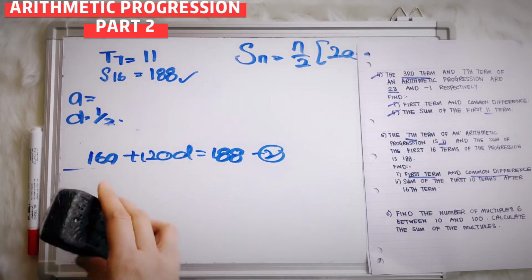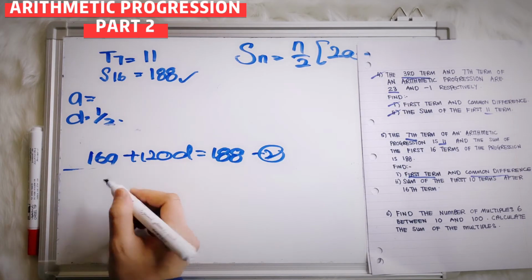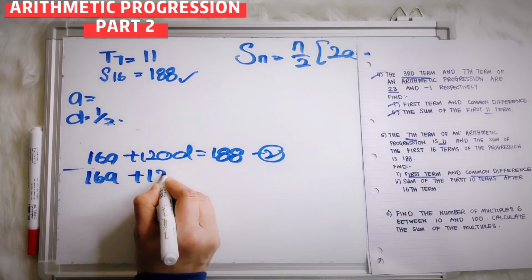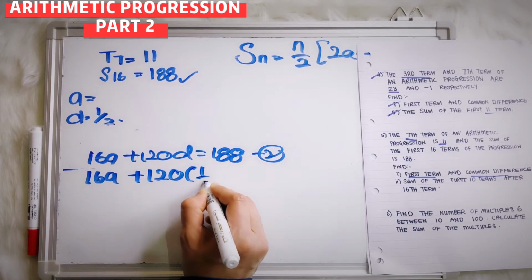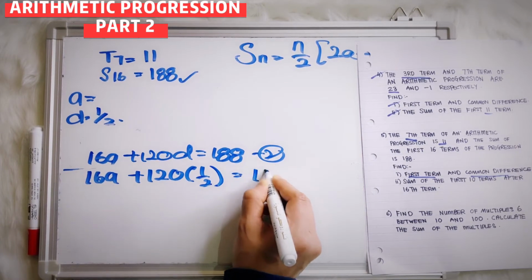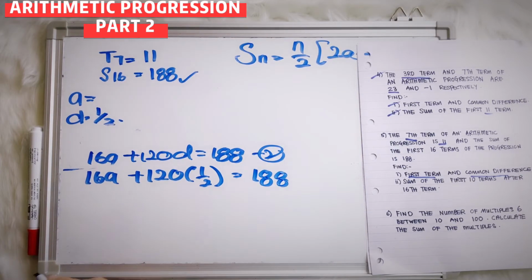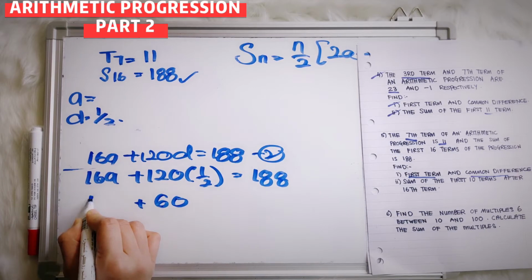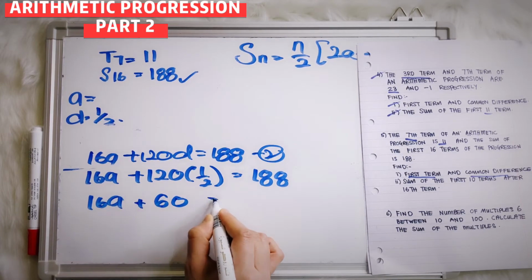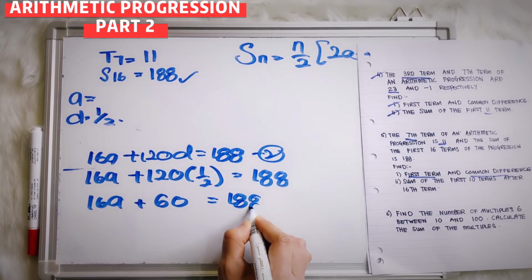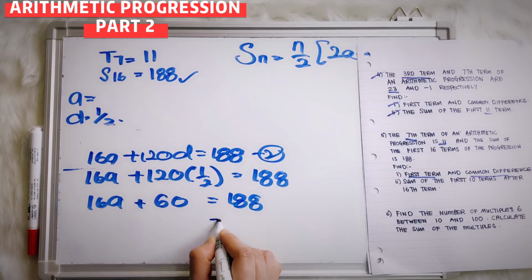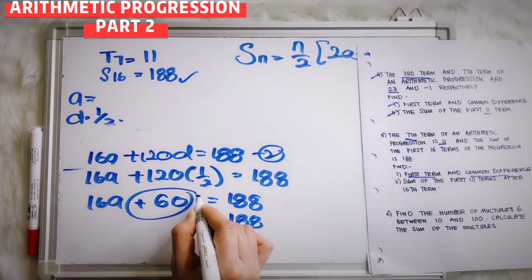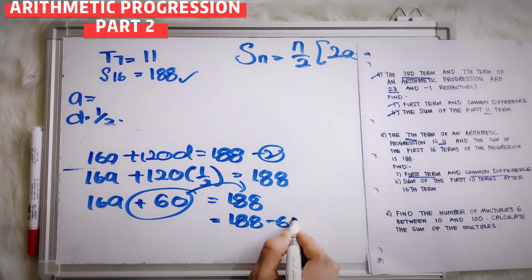Okay, so now 16a plus 120, our d is 1 over 2 equals 188. So 120 divided by 2 we have 60. So 16a plus 60 equals 188. Now we bring the 60 to this side as negative 60.